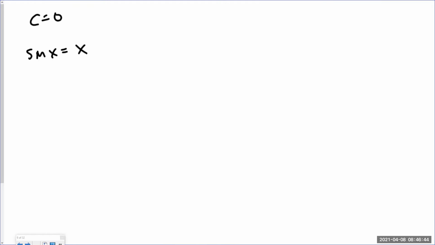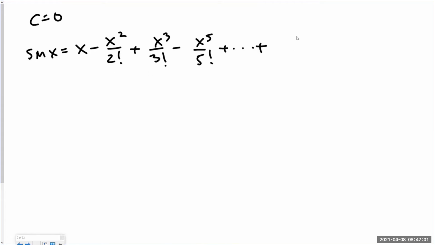So it's going to start with x minus x cubed over 3 factorial, and the signs also alternate, okay? This is x to the 5th over 5 factorial, the series for the sine function that you're memorizing. You also need to memorize the general term for the sine function. So it's an alternating series, then x raised to an odd number, so I call this 2n plus 1, over 2n plus 1 factorial.